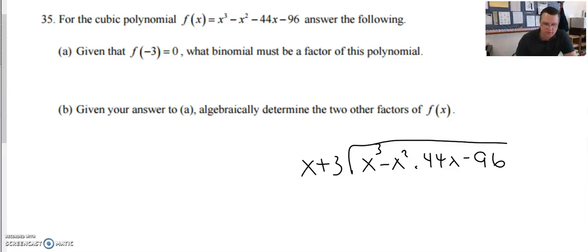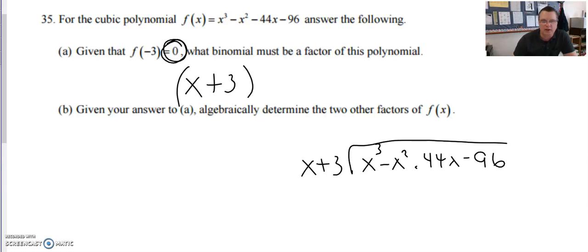Okay, Louisa, we're back, picking up with number 35. Given that f of negative 3 equals 0, what binomial must be a factor of this polynomial? Since this tells you the remainder, that means that x plus 3 must be a factor.